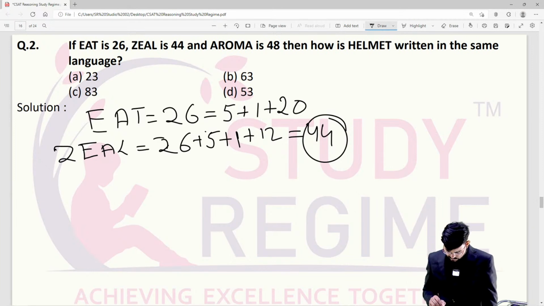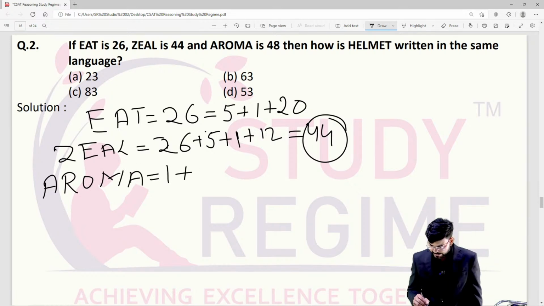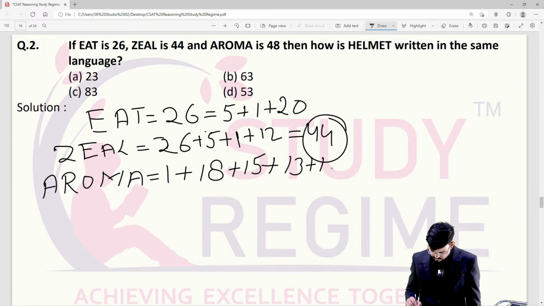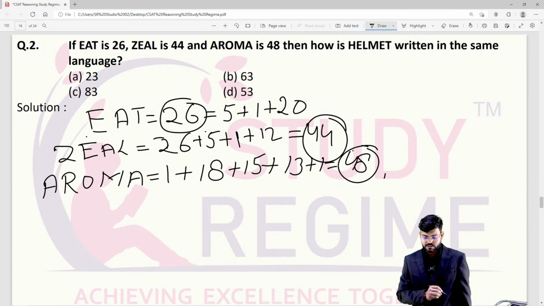Okay. Now next one, aroma. A is 1, R is 18, O is 15, M is 13 plus 1. You will get what? 48. These are given in the question also. If you add these, you will get 48. If you add this, you will get 44. If you add this, you will get 26.